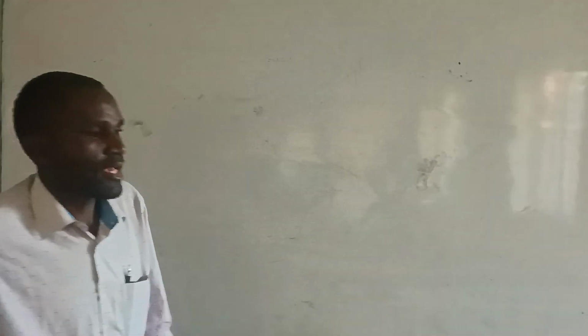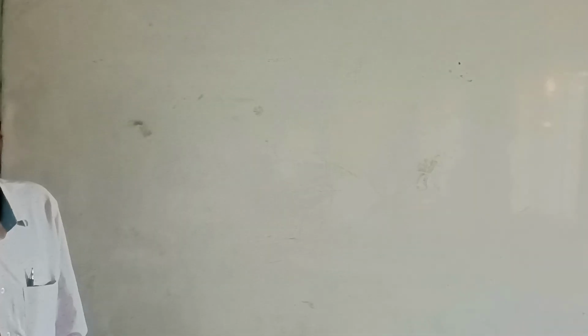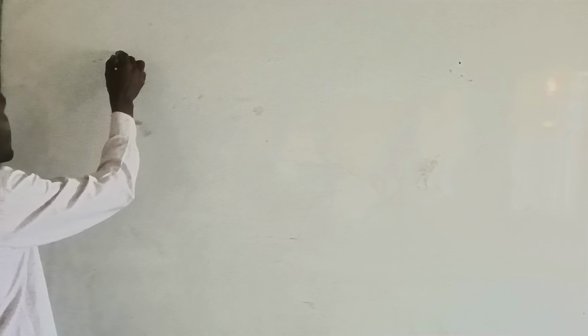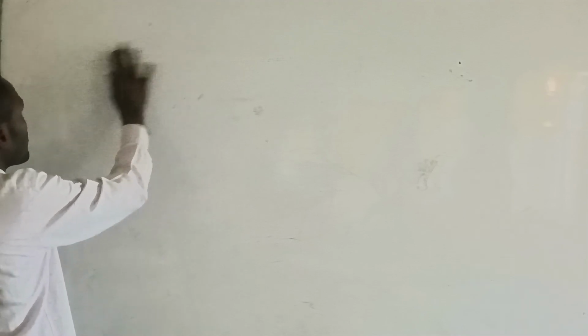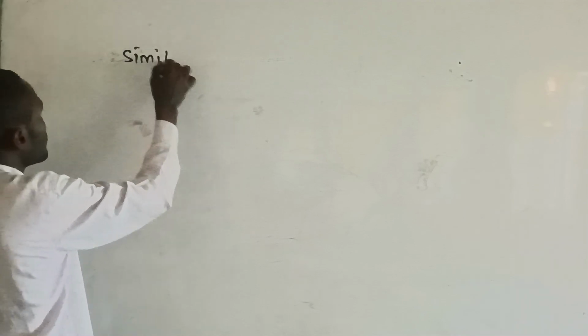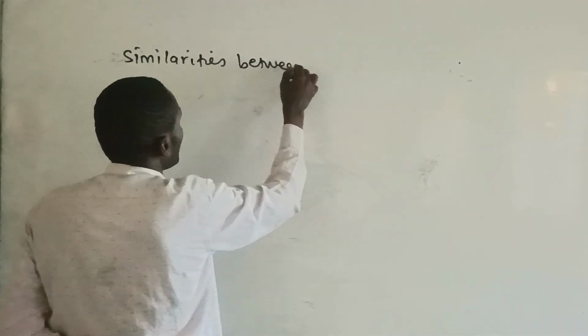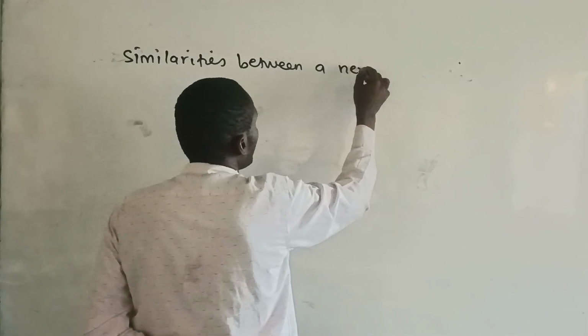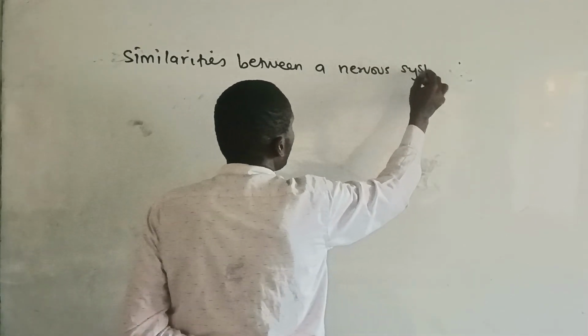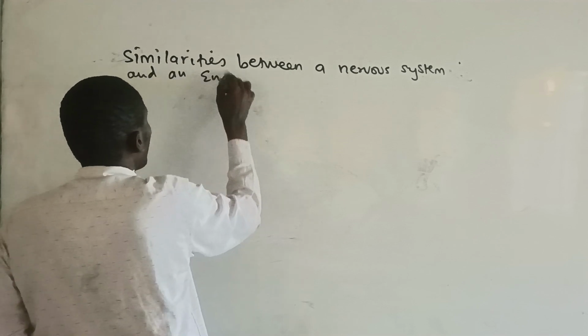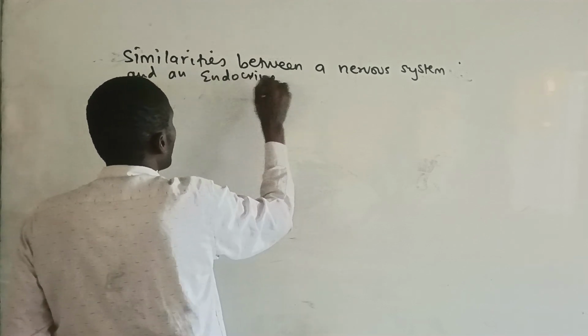There's a problem here that we need to work on and get the answer. Someone asks you to give the differences between an endocrine system and a nervous system. So the differences, we can talk about the similarities between a nervous system and an endocrine system.